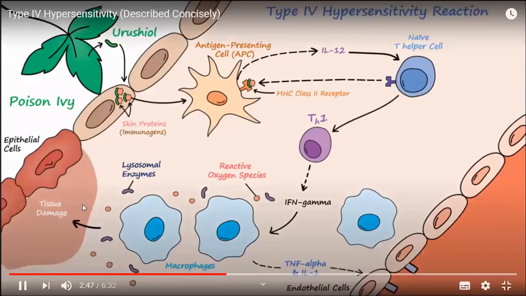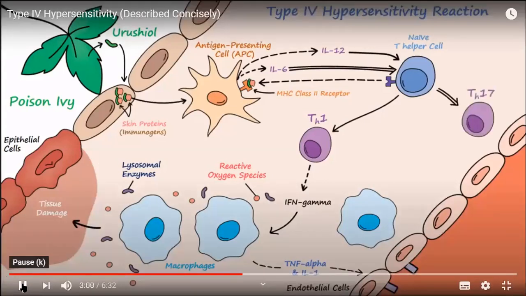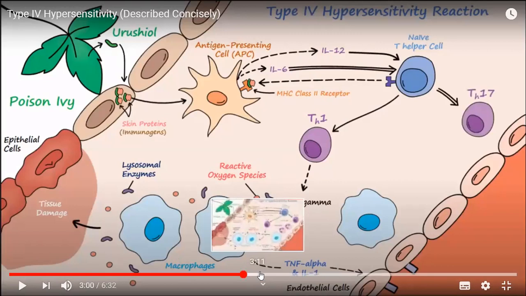The APC may also release IL-6 and other cytokines that cause naive T helper cells to differentiate into a subtype of T helper cells known as Th17. A Th17 cell will then release. So basically this is again one more crosstalk. This we will take in the next class when we talk about interleukins. So let's remember: a naive cell will become Th1. Th1 will have one more mechanism in terms of releasing IFN gamma that induces macrophages to release lysosomal enzymes or reactive oxygen species. That we will see.